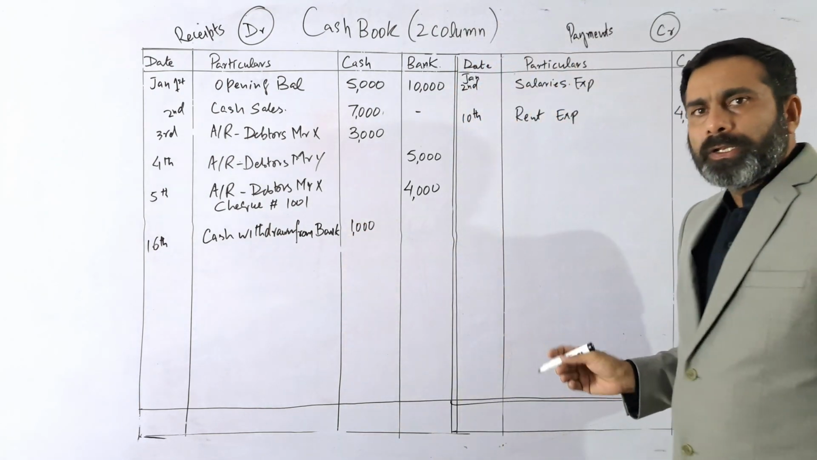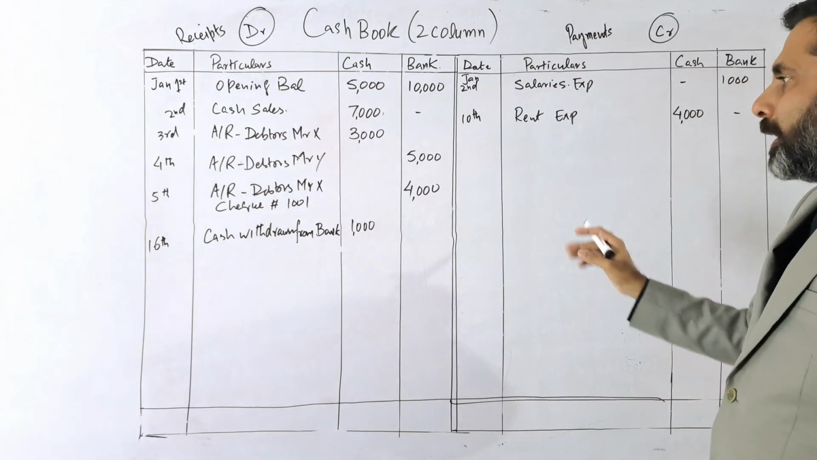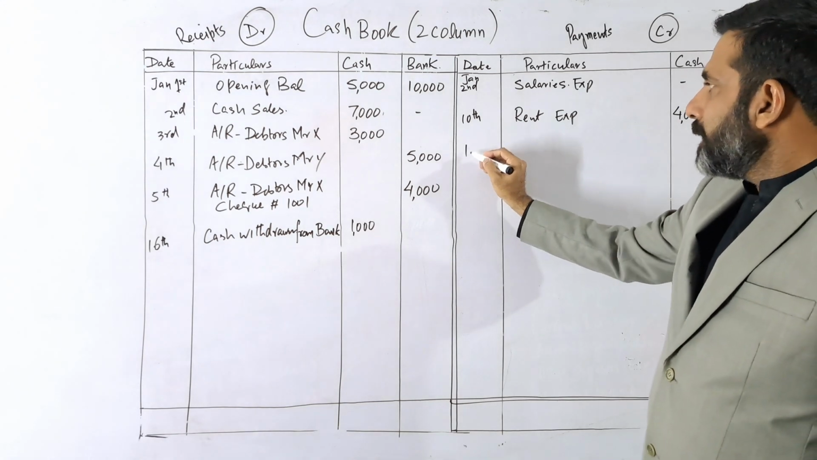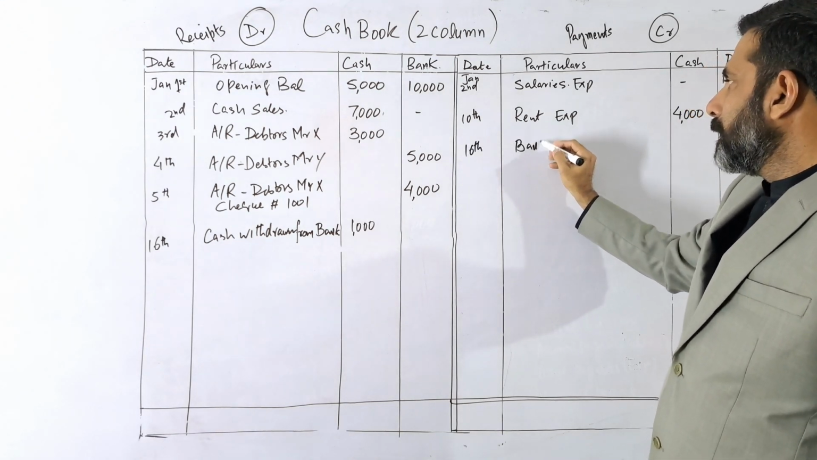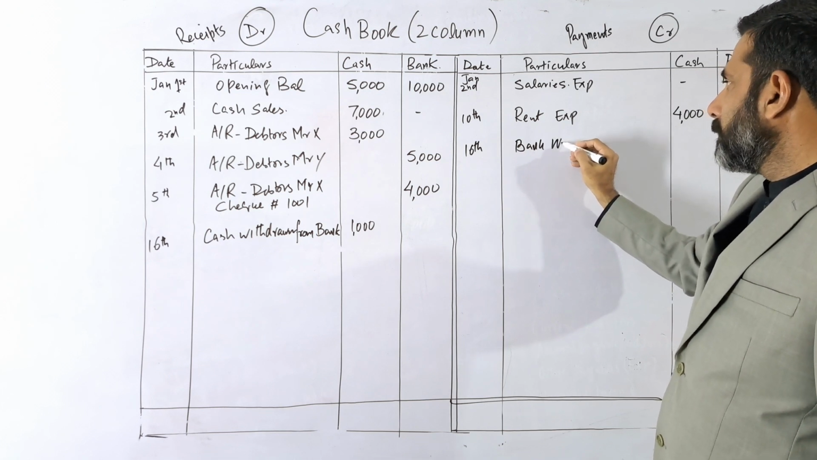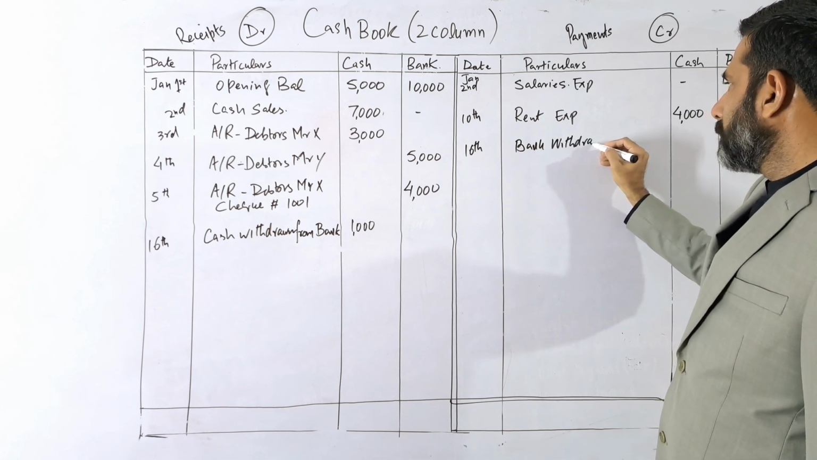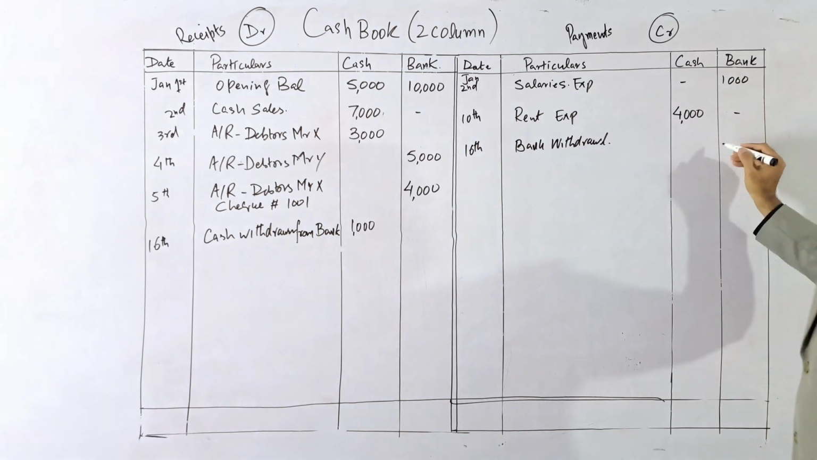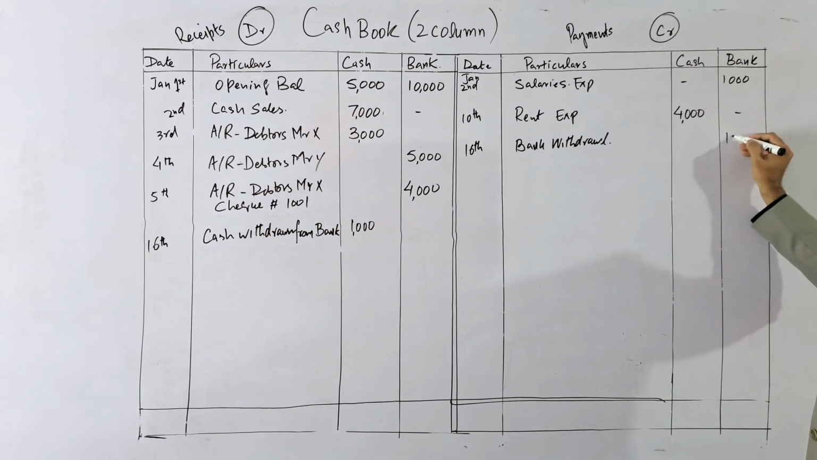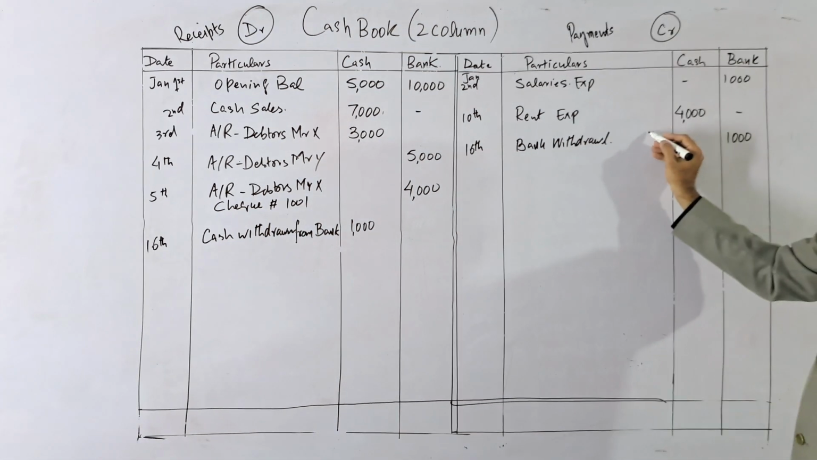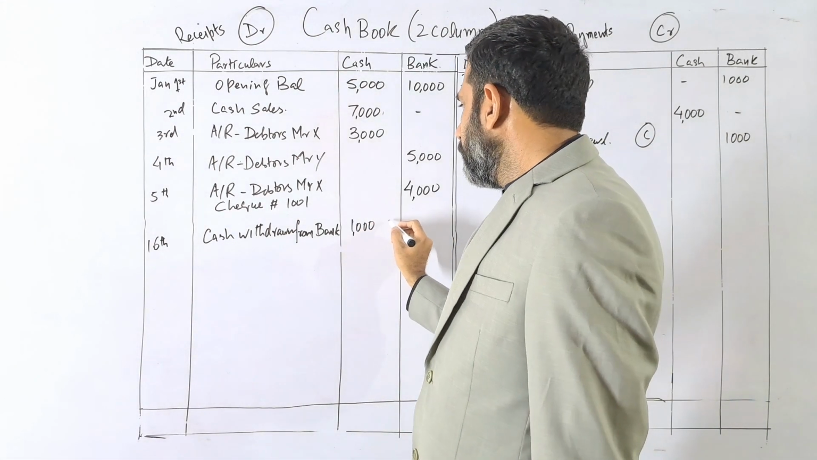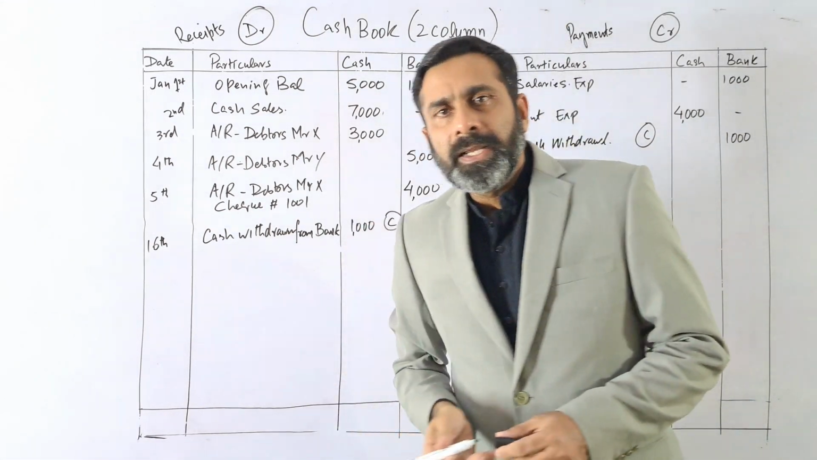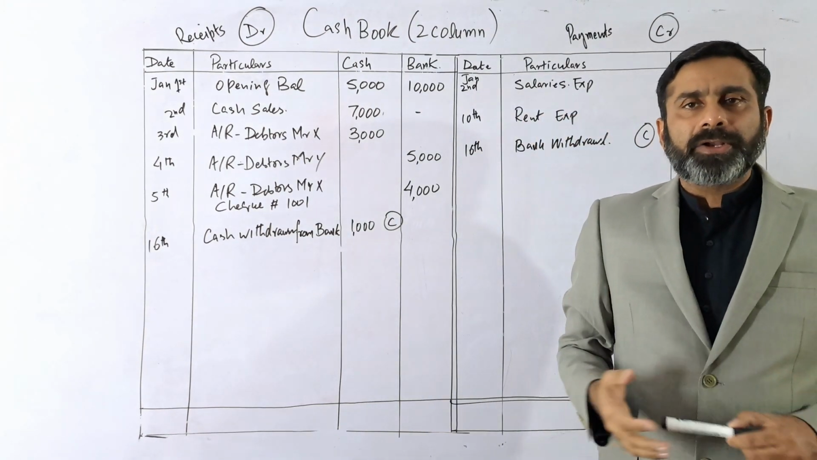Now $1,000 we have withdrawn. Same date, same transaction, that is bank withdrawal. Okay, how much are we reducing from the bank? $1,000. And with that we will write a C. Why are we writing a C with that? It means it is a contra transaction.